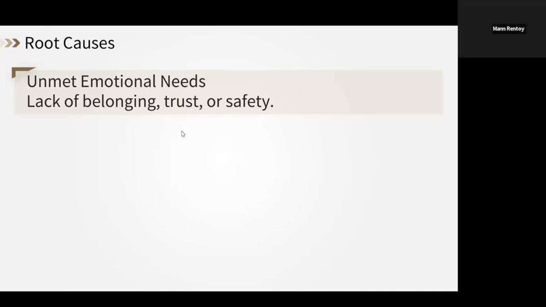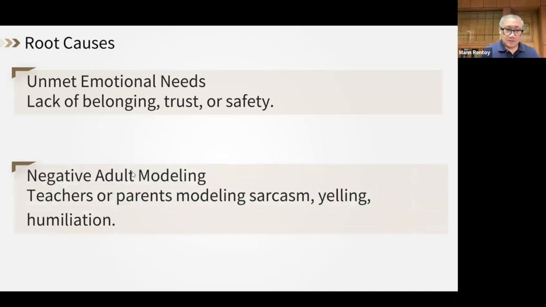We go to the next. And this is also another hidden root of disrespect. Negative adult modeling. It's possible, really, that the student is only copying what they have seen from the teacher or from their parents or from the adults in their life. Adults who resort to sarcasm, to yelling, to humiliating, and then they carry it with them. They bring it with them because that's what they see in their quote unquote role models.